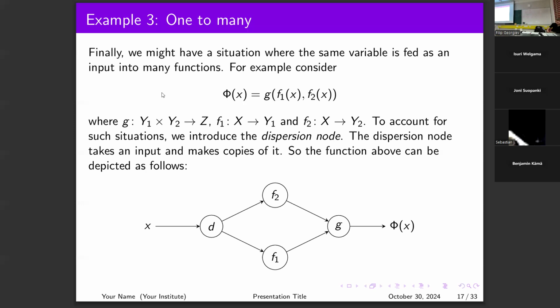This is how we use the dispersion node. And thanks to the dispersion node, as I said, we don't need to have any functions that have multidimensional output. We can always replace them by using those dispersion nodes in an appropriate way.